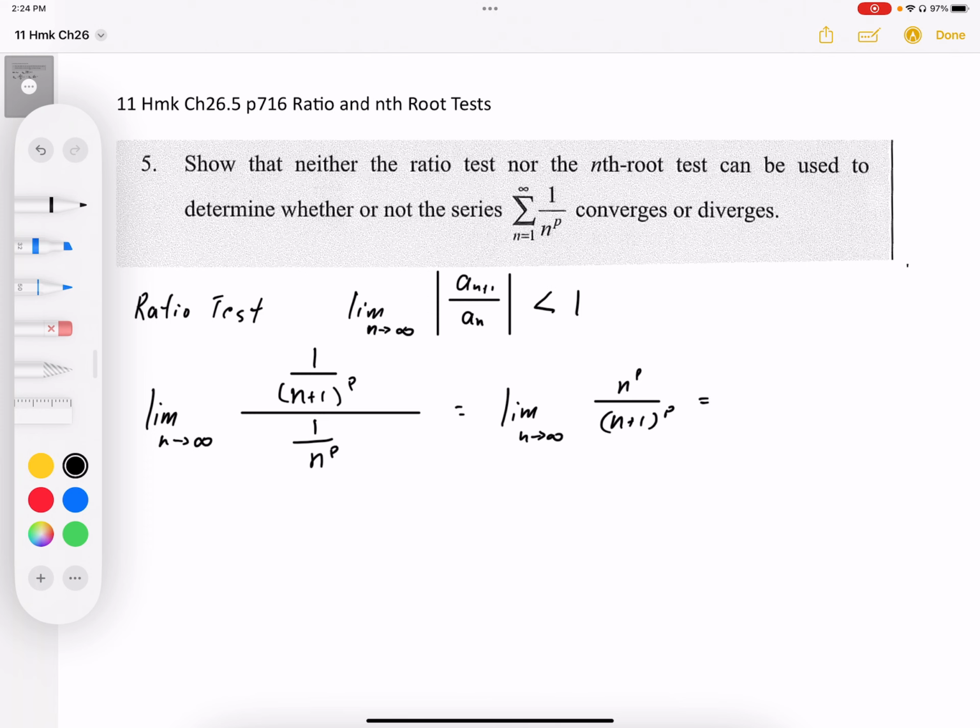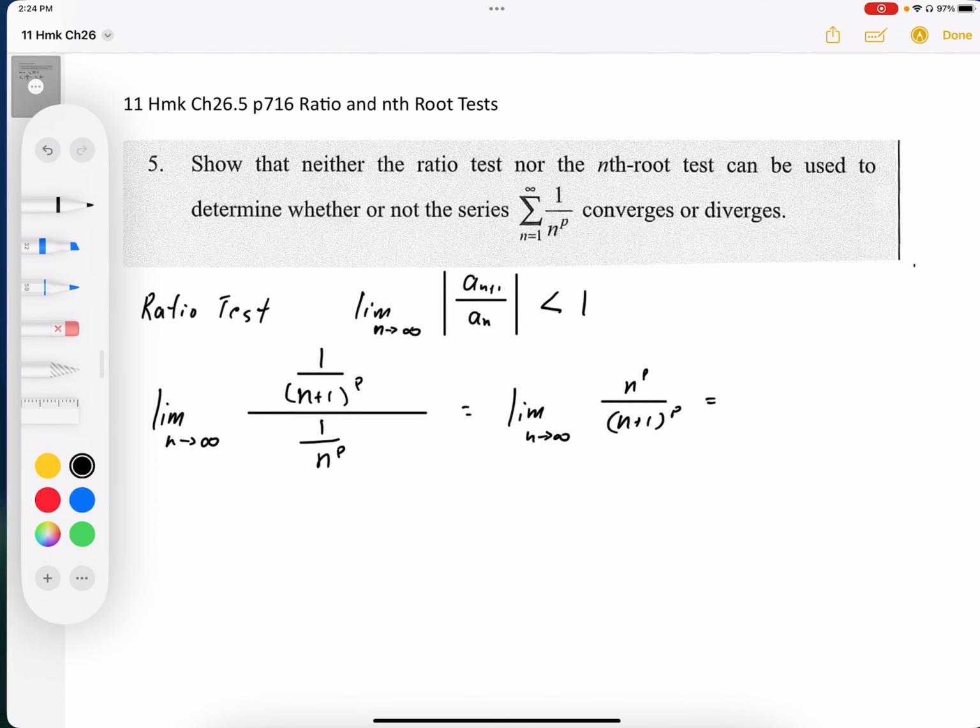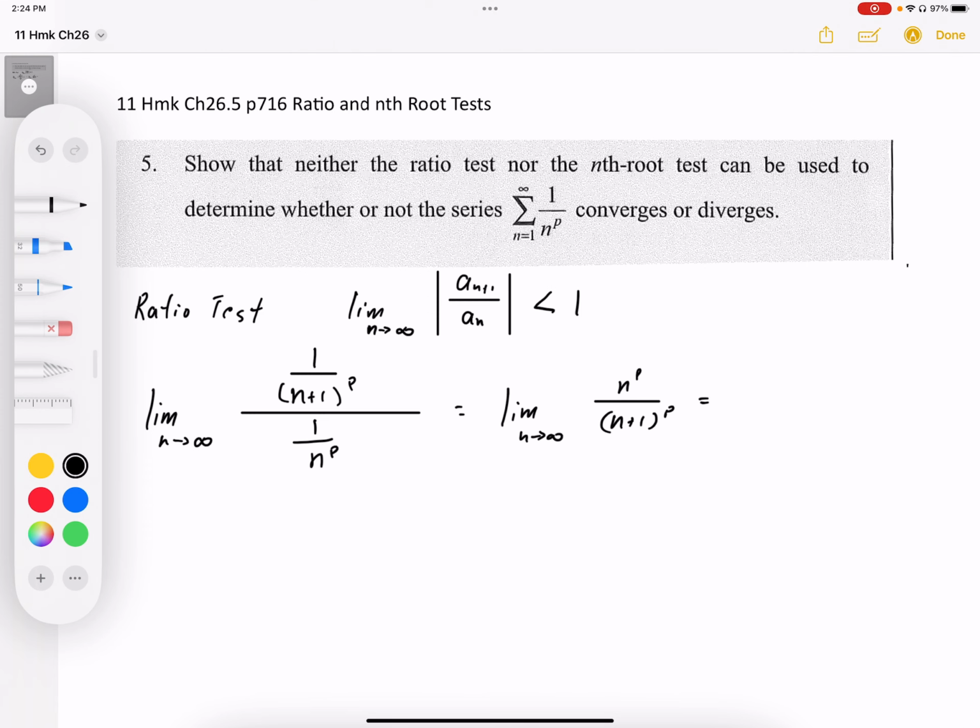Okay, and because we can really ignore everything other than the highest power, n to the power p in the numerator and n to the power p in the denominator, the ratio of the coefficients is exactly the same. So this is equal to 1. Okay, when it's equal to 1, it's inconclusive. So the ratio test is inconclusive.